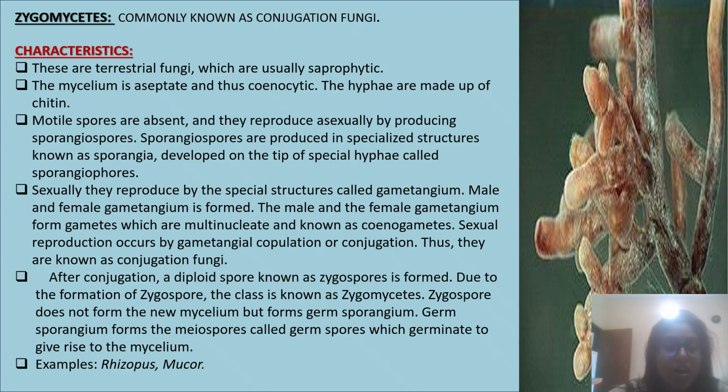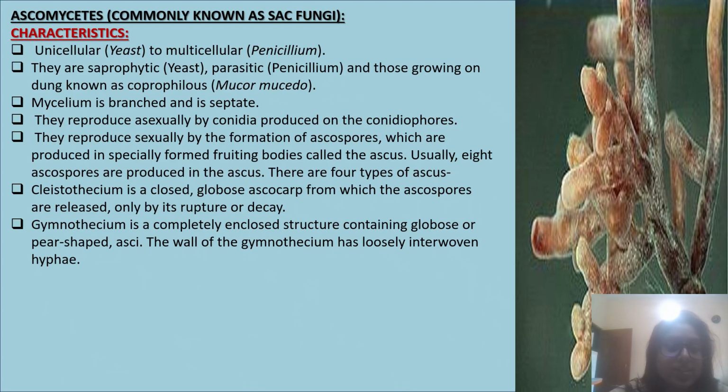After conjugation, a diploid spore known as a zygospore is formed. Due to the formation of the zygospore, the class is known as Zygomycetes. Zygospores do not form the new mycelium but form a germ sporangium. Germ sporangia form the meiospores called germ spores, which germinate to give rise to the mycelium. Examples: Rhizopus and Mucor.